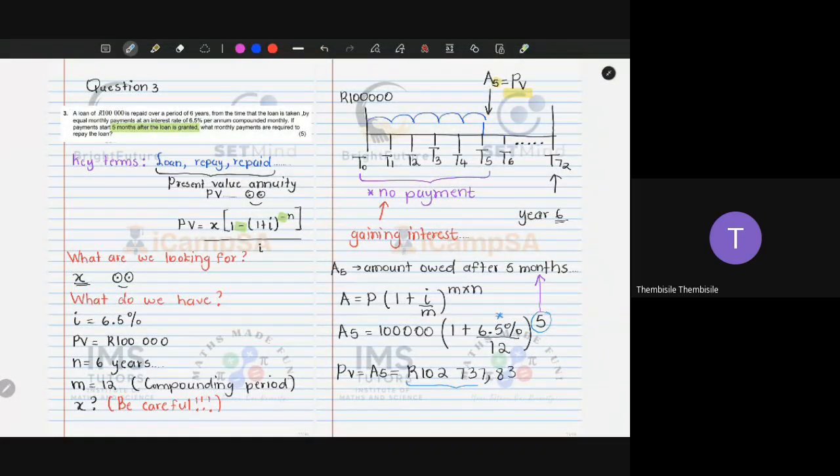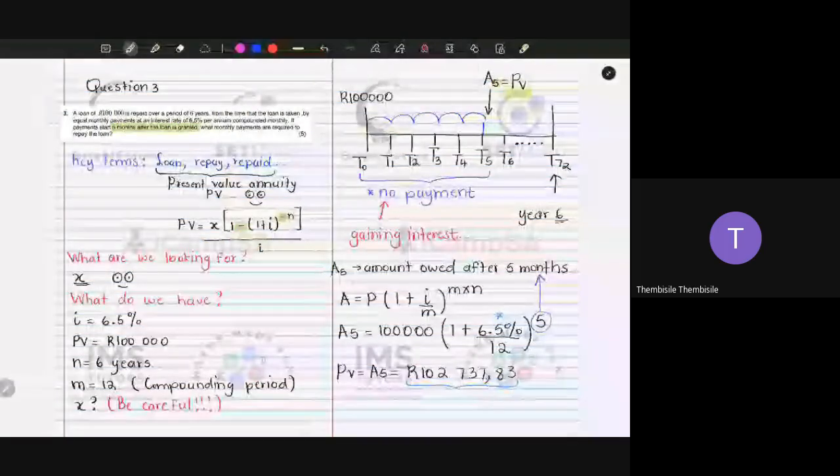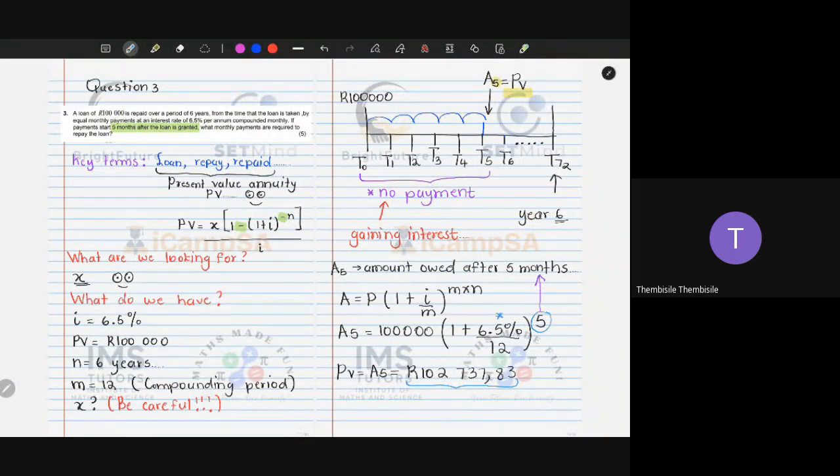Now, this is the value which we are owing. Only now can we start calculating the X, because we know after 5 months we'll be owing this amount, and that is when we are going to start paying the X. So we need to calculate the X based on the amount that would be owing then. Does it make sense now?